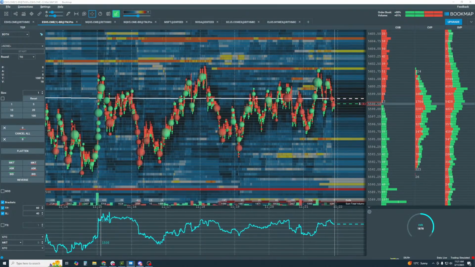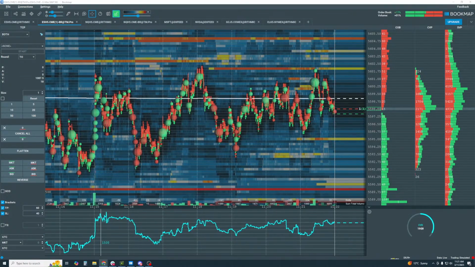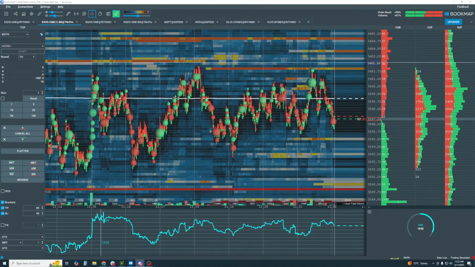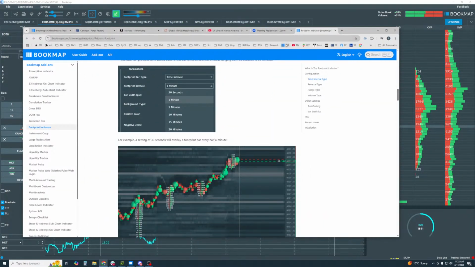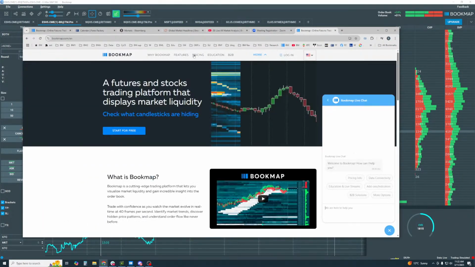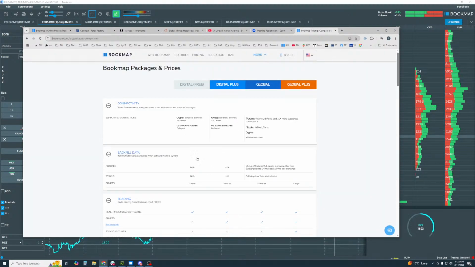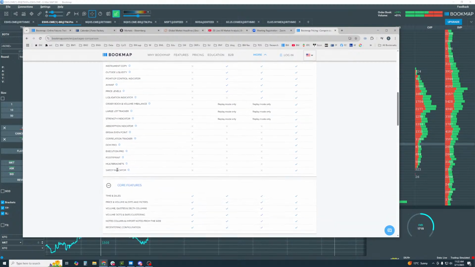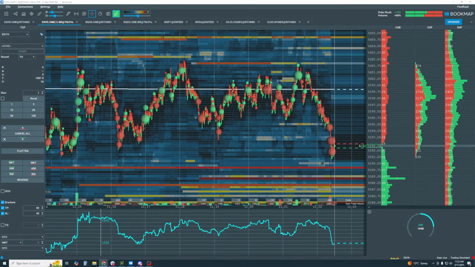Anyway, that's just the basics, but I also showed you there, Omar, where you can get more information about it. It comes free as part of the Global Plus subscription, I believe. Let me double check on that. Go to bookmap.com, pricing, and all the advanced add-ons, footprint. Yeah, so it is included in the Global Plus subscription. Okay.